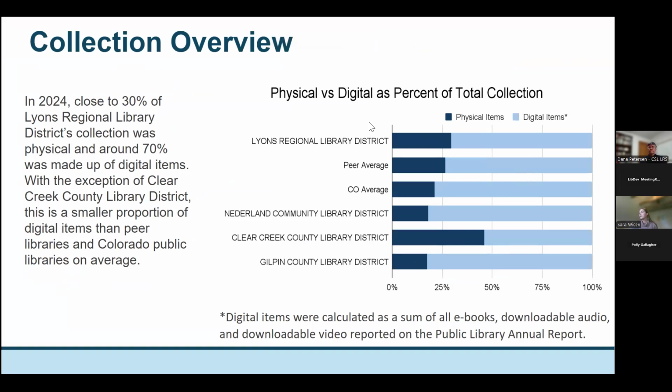All right, this chart is another one of those stacked bar charts showing the proportion of a library's total collection broken down by physical and digital items. I've explained here how the number of digital items was calculated and written in an observation from the chart about Lyons.